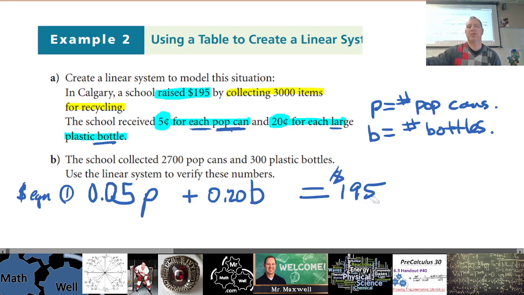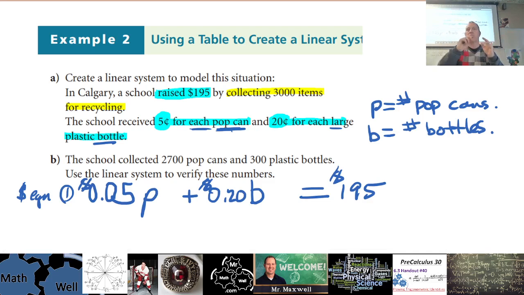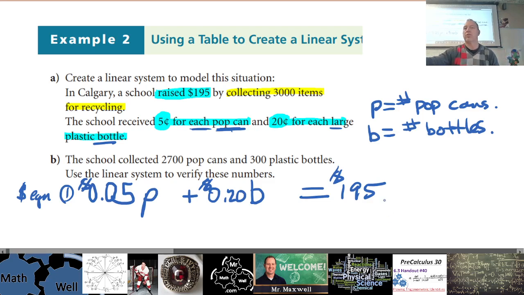And I think that this is the toughest equation to get. The other one's pretty easy. But this is the tough one. And if you could remember that within your equations, each little piece has to have the same units and has to be talking about the same thing, then it's going to be easier. Remember, you can't mix up cents plus cents equals dollars. You could change the dollars to cents if you want. You could do 19500 cents. And then you'd have 5p plus 20b equals 19500. And you could do all cents. That's fine. Usually we just do dollars.